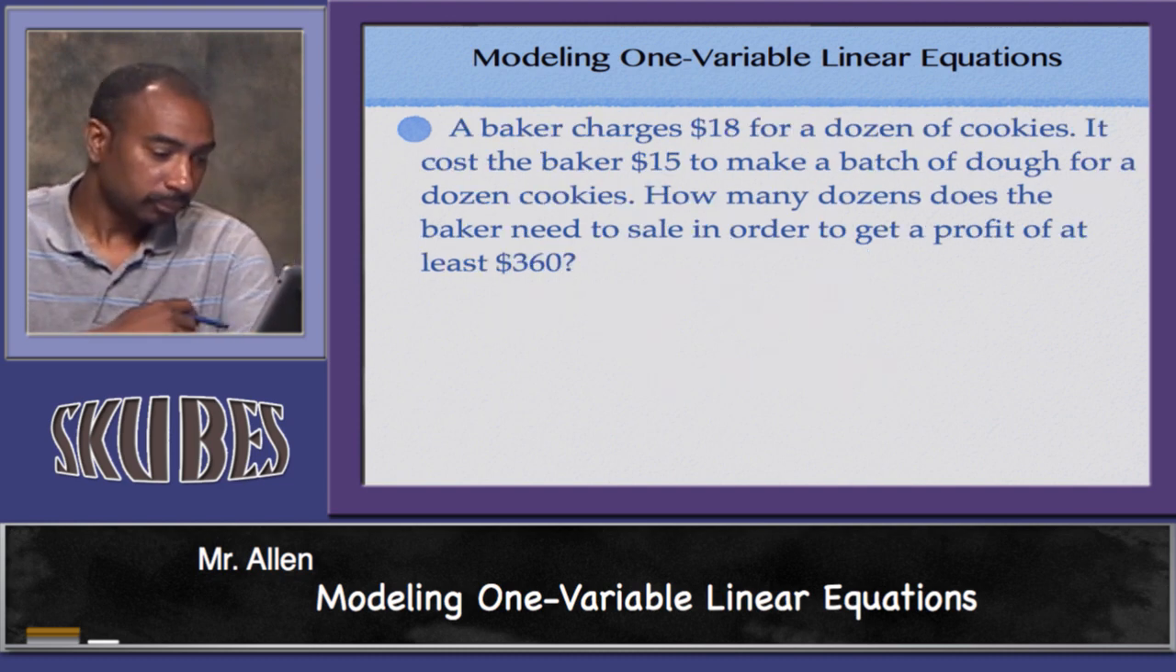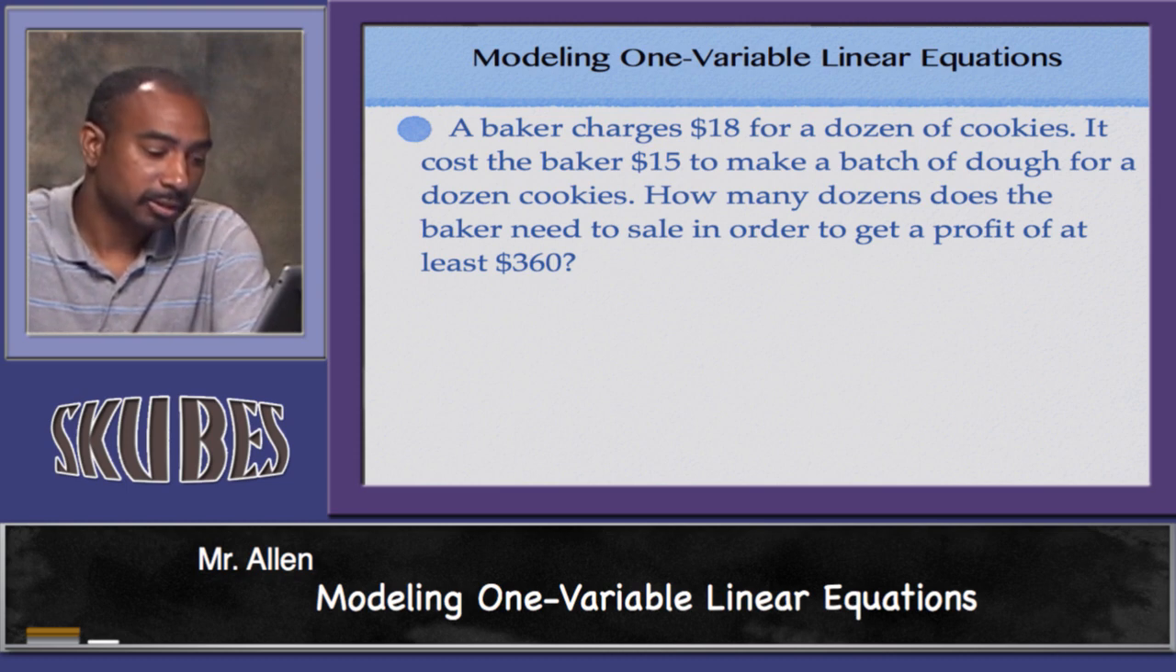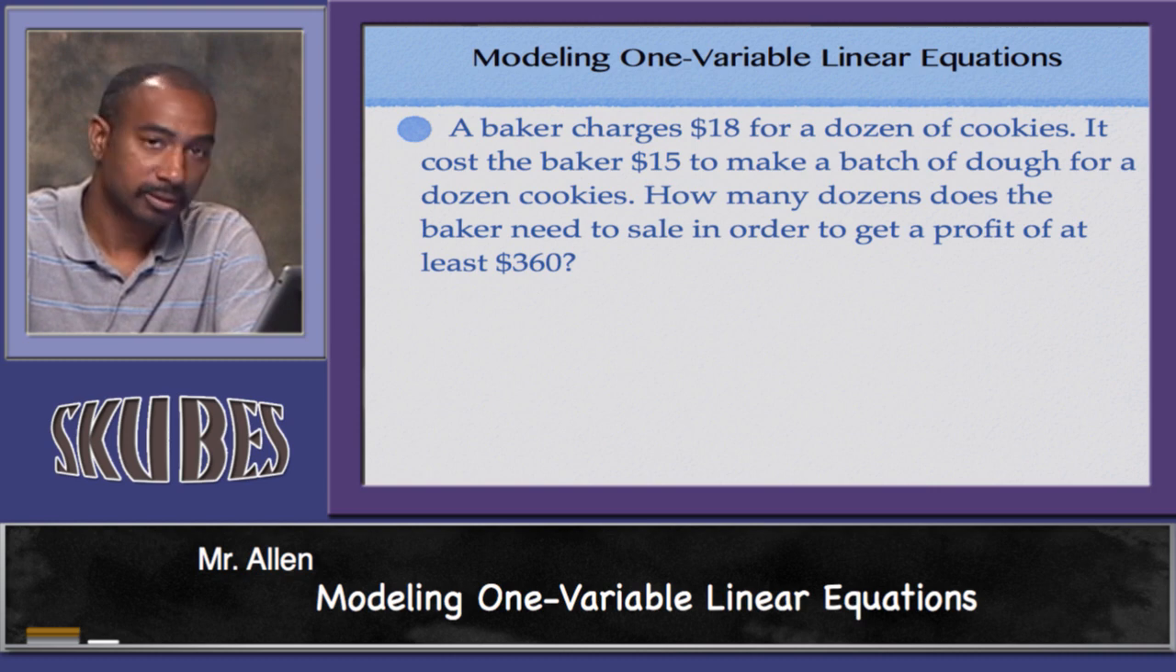All right. A baker charges $18 for a dozen cookies. It costs the baker $15 to make a batch of dough for a dozen cookies. How many dozens does the baker need to sell in order to get a profit of at least $360?